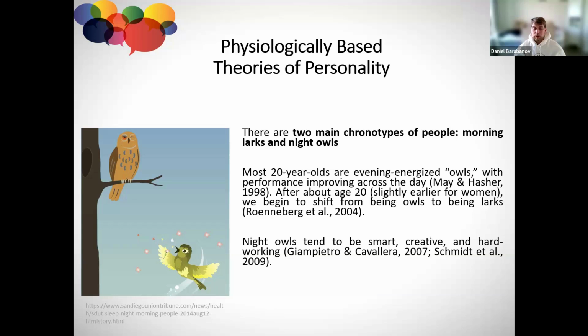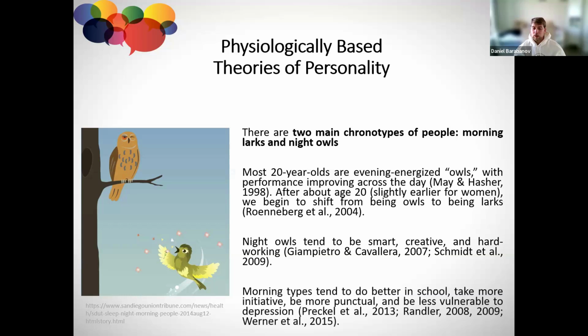So psychologists try to connect those chronotypes with different personality traits, though those results are actually often controversial. I should warn you about that. Some research shows that night owls are smart, creative, and hardworking, but morning larks are better at school, show more initiative, are more careful with time, and are less vulnerable to depression. Again, the results of those studies should be examined very carefully.